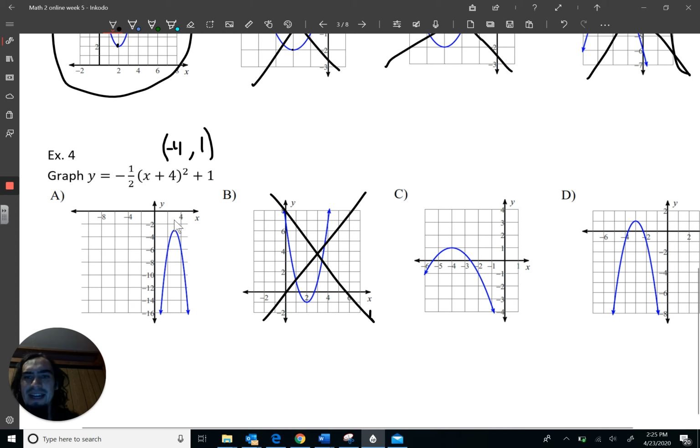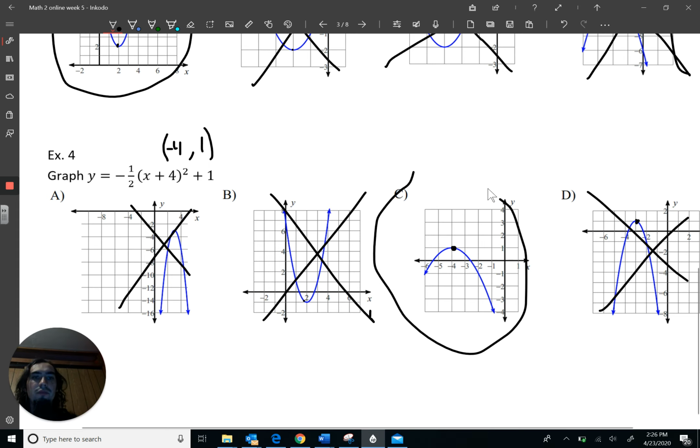This is at, looks like, (3, -3). That's not it. I'm looking at the vertex. Here's the vertex here. (-4, 1). Oh, that's probably it. Okay, but let's double check. I'm looking at the vertex, and I'm at (-3, 1). Okay, that's not right. So we got it. The answer is C. Cool.